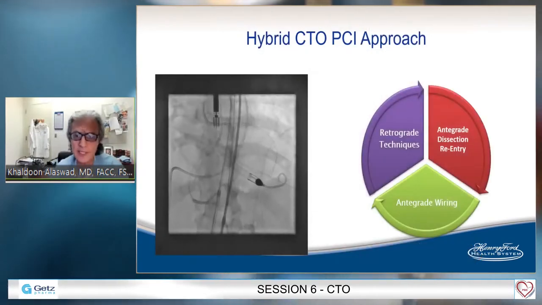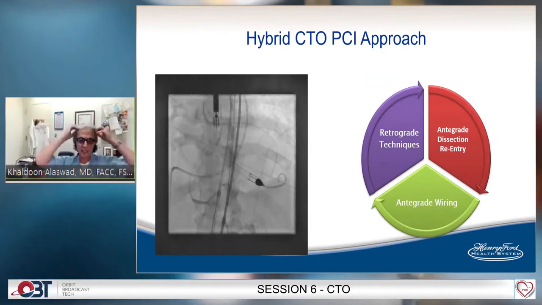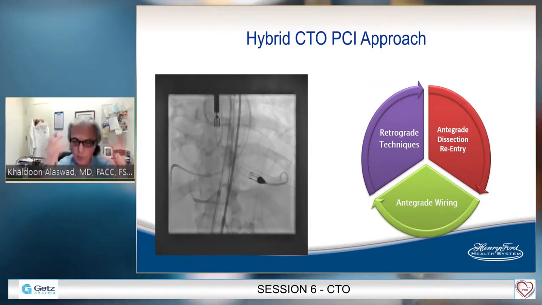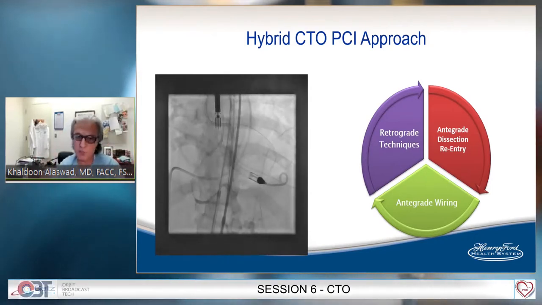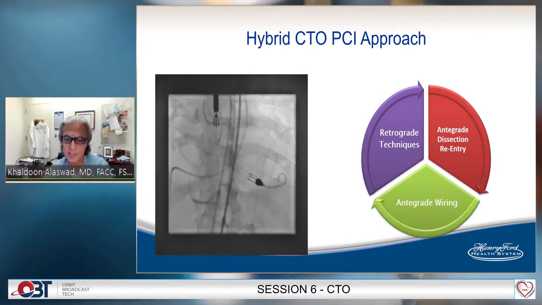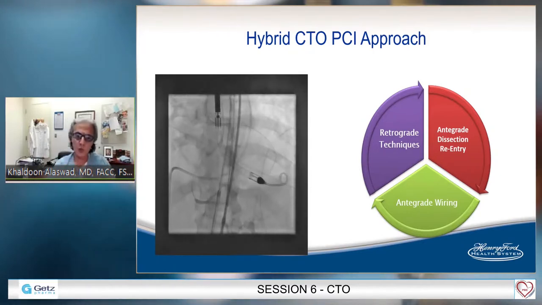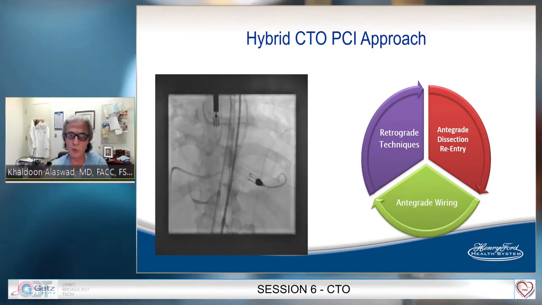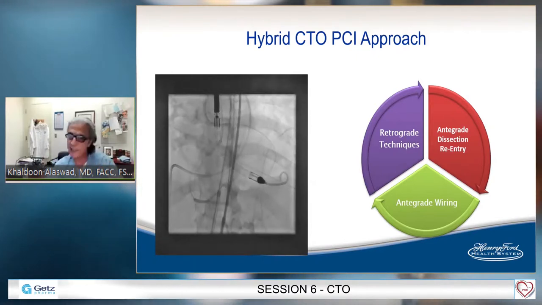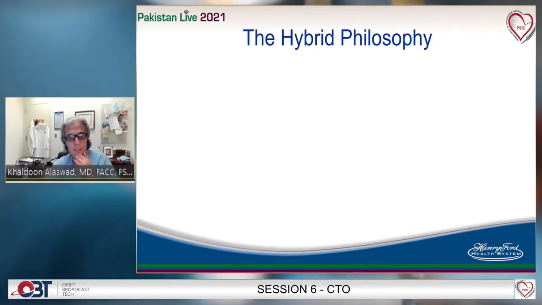And then you have to think, it's a mindset. Bilal talked about this. It's a mindset. The hybrid CTO PCI approach is fluid. You have to have all the skills and the ability to switch between antegrade, retrograde, and antegrade dissection reentry according to your local limitations and resources. It's very important to be mindful of local resources. And if the patient is paying out of pocket, please don't break their bank. Sometimes they can increase their medications and live with angina a little bit longer until things change.